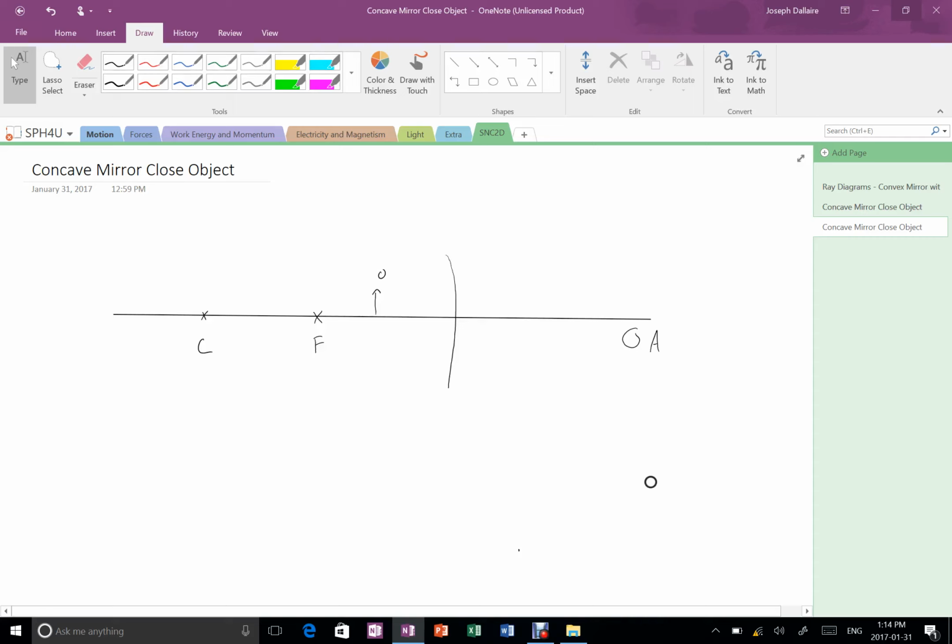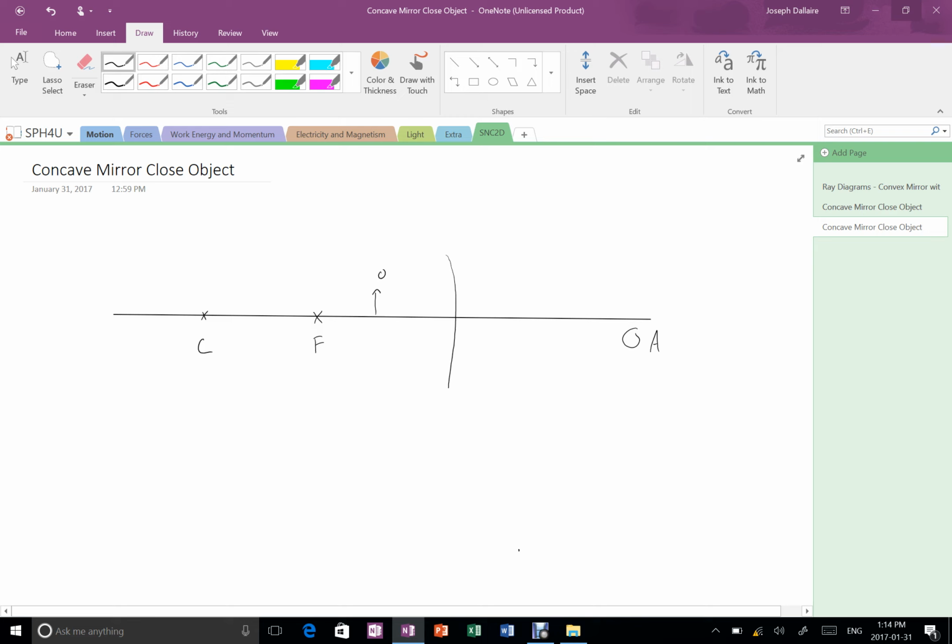Alright, in this video I'm going to show a concave mirror with a close object, and we're going to do the ray diagram. Here it's a concave mirror, see it caves in the middle, and as a result, if you imagine parallel rays coming in, they would all bounce off and there would be some point where they all converge or where they all meet, and that is the focal point. If we extended this mirror and made it into a giant circle, there's the center of curvature.